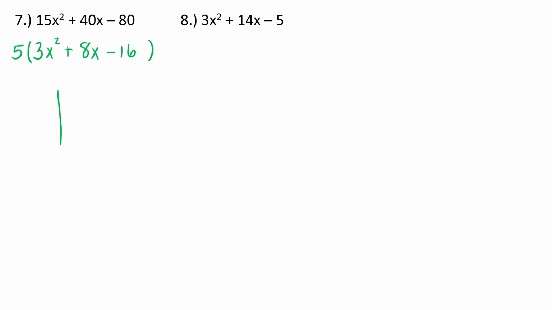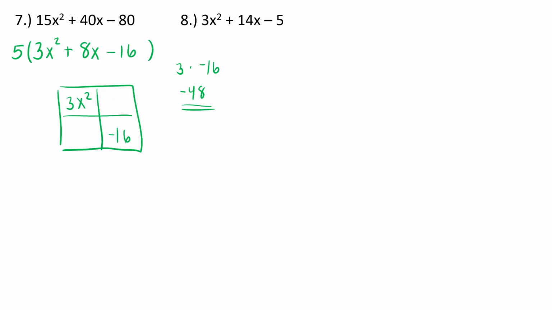So setting up our area model, we are going to have 3x squared in the upper left and negative 16 in the lower right. And then we're going to have to do 3 times negative 16, which is negative 48. Okay, now I'm going to be looking for factors of 48 that I can get an 8 out of.